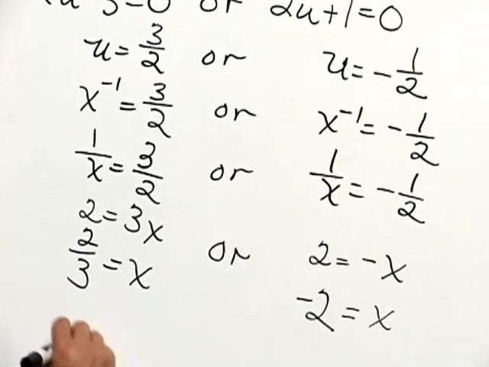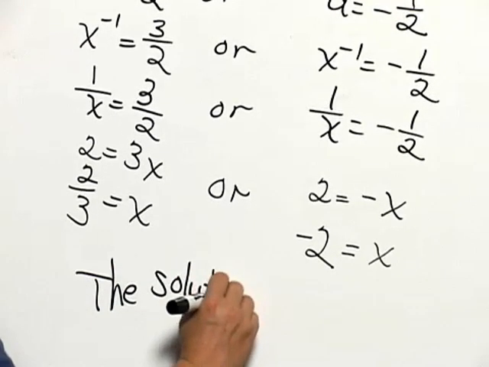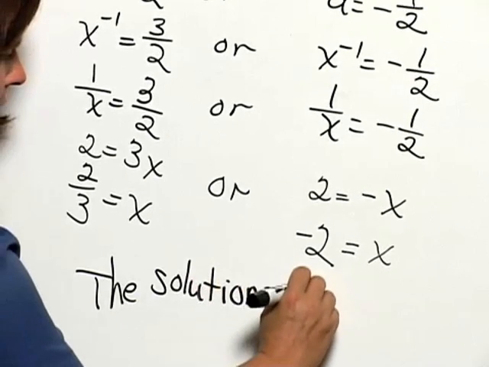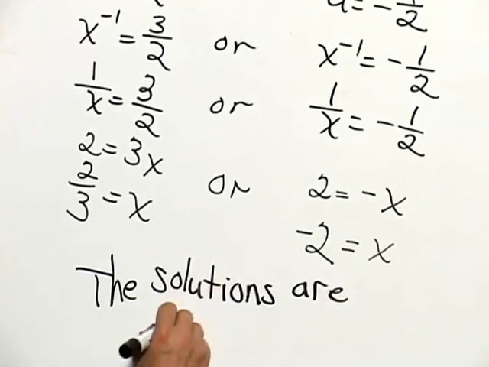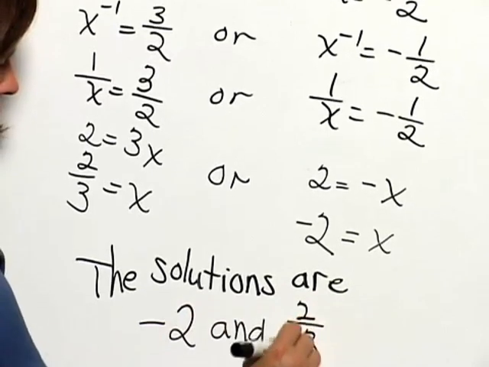So we can state then that the solutions are negative 2 and 2/3.